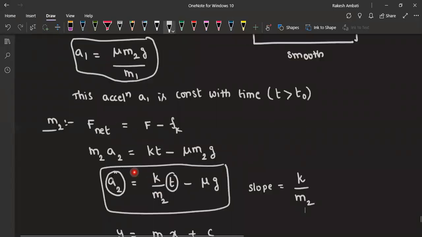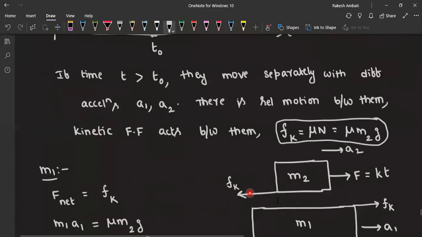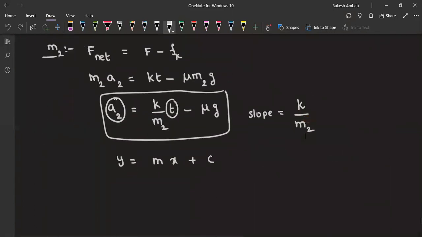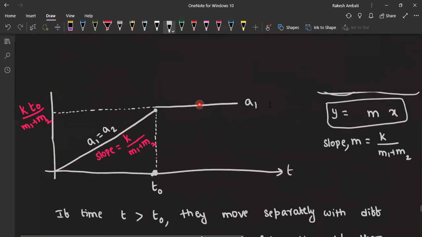So in the first case also it is a straight line, but for that straight line, what is the slope? K upon M1 plus M2. Initially, the slope we got is K upon M1 plus M2. Now, the second one, K upon M2, is greater. Now you please answer, is this slope greater or smaller? Greater.